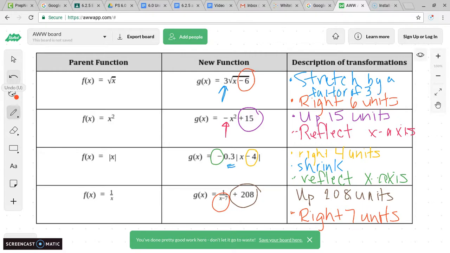And these are the practice problems in your packet, so you could have followed along, or you can rewatch it and follow along and write the characteristics down as well.